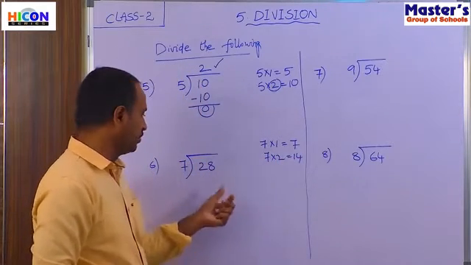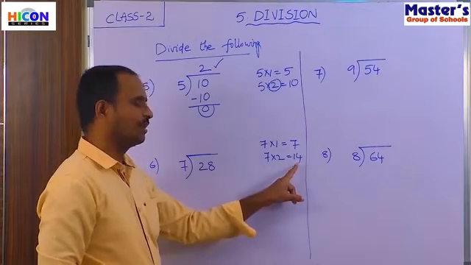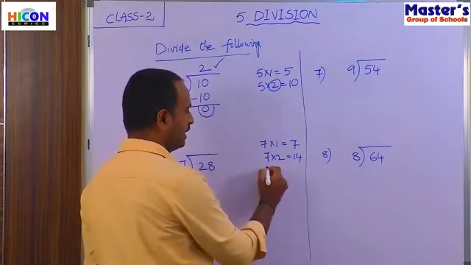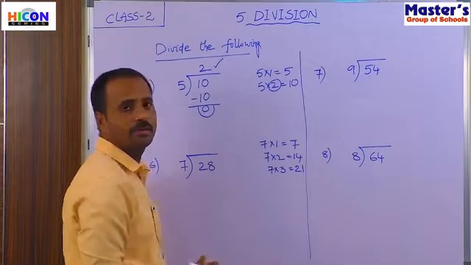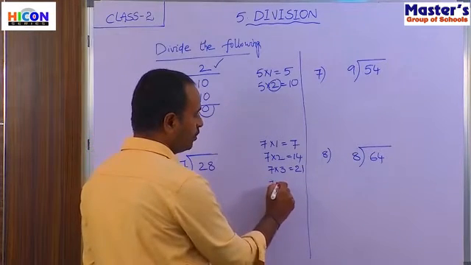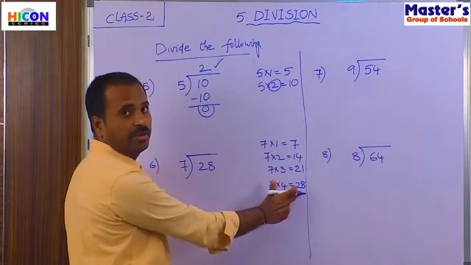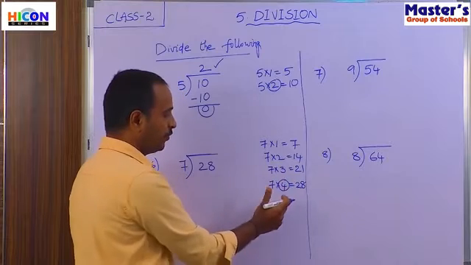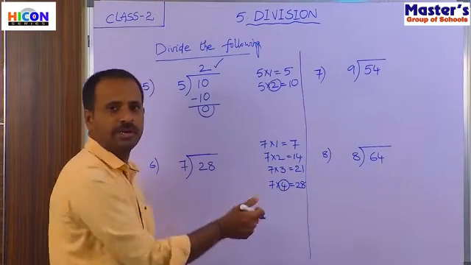Write this until you get the number 28 in the 7th table. Now we have got the number 14, but here it is 28. So continue. Now take 3 times. 7 threes are 21. Now take 4 times. 7 fours are 28. So we have got the number 28 here. How many times do we have to take? 4 times. So 4 times 7 is 28.